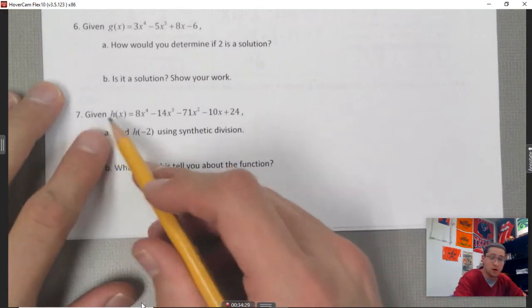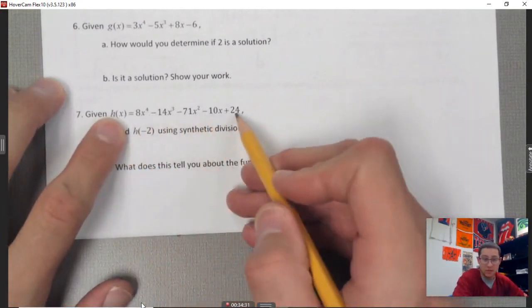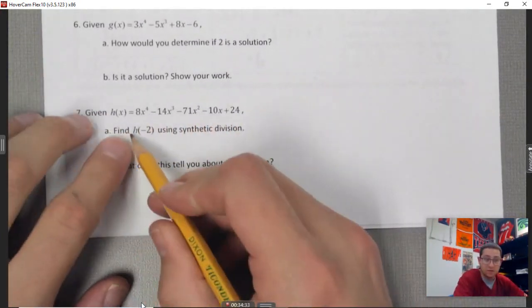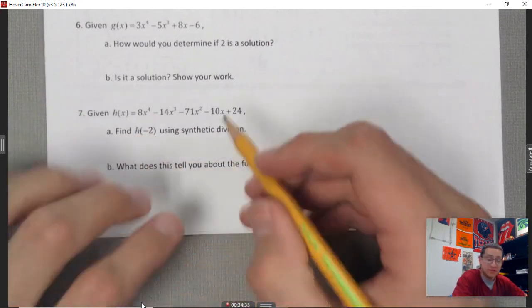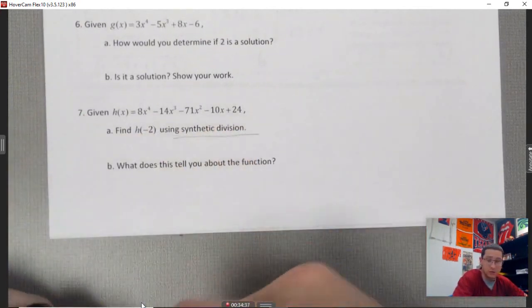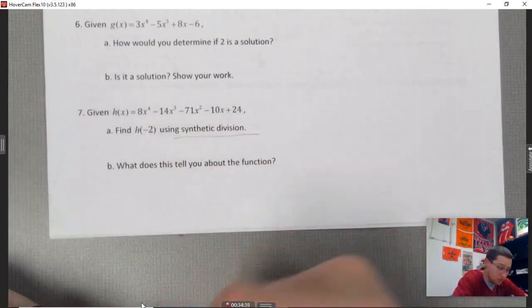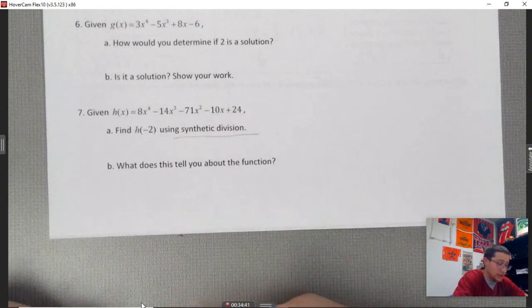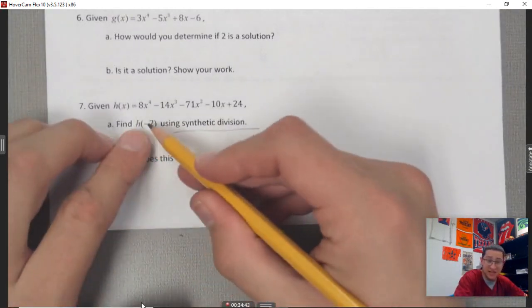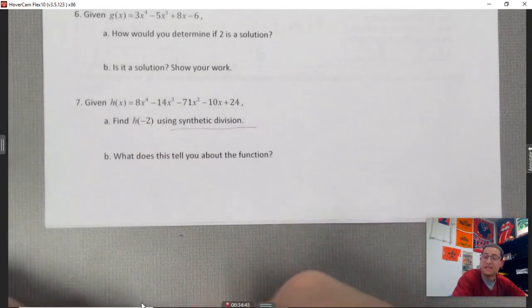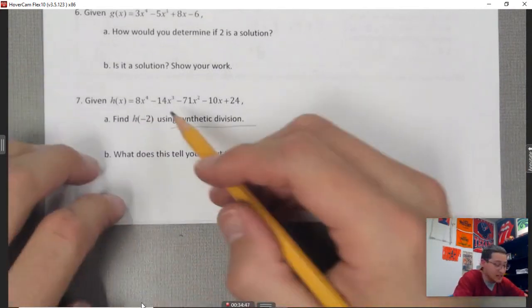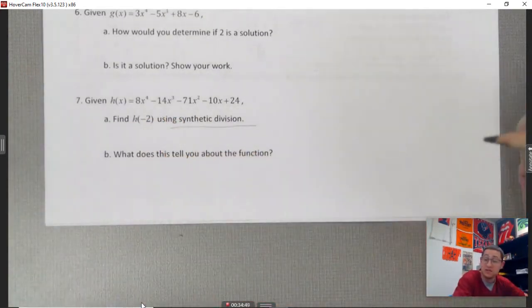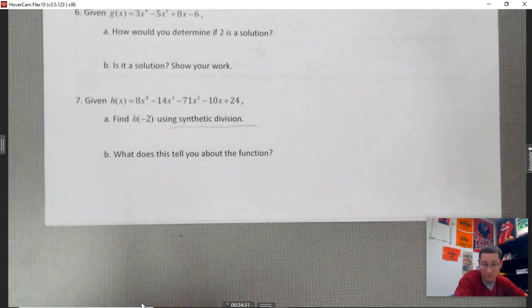All right. So h of x is all this in here. Find h of negative 2 using synthetic division. So it's not saying to find h of negative 2 by plugging it in. Notice that. It's getting you to find that h of negative 2, but doing the remainder theorem, essentially.